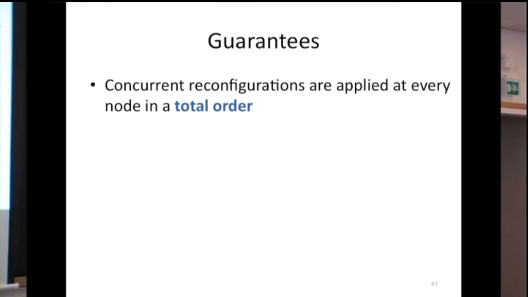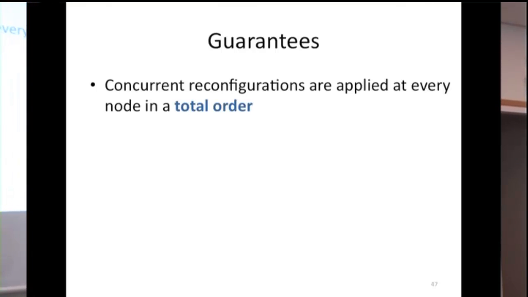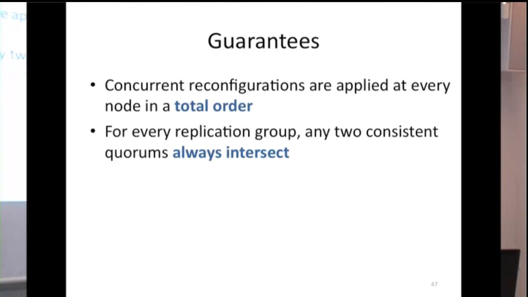So we guarantee that even if there are multiple reconfigurations going on at the same time, they will be ordered, so one change will happen at a time. We also guarantee that for every replication group, two consistent quorums will always intersect.